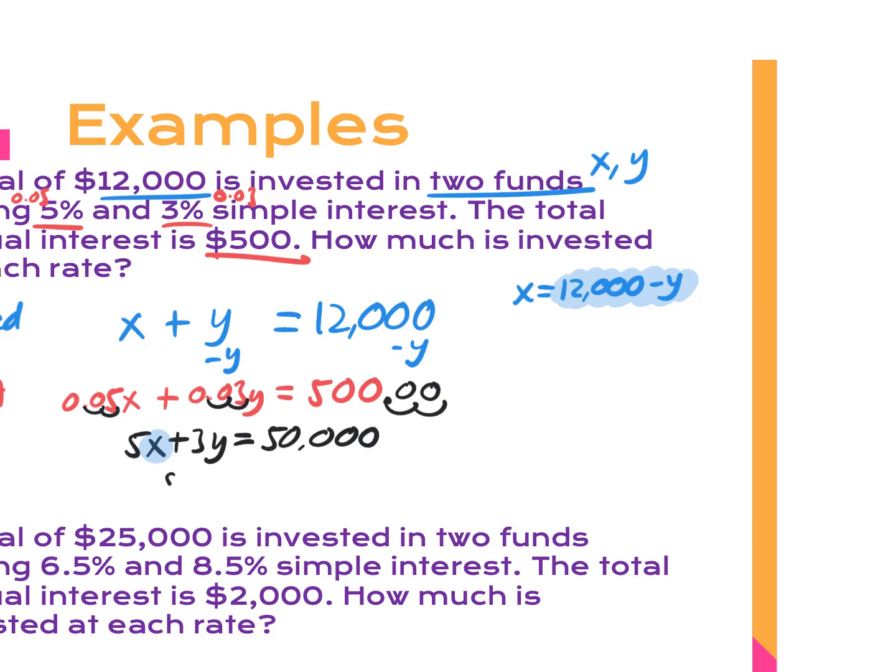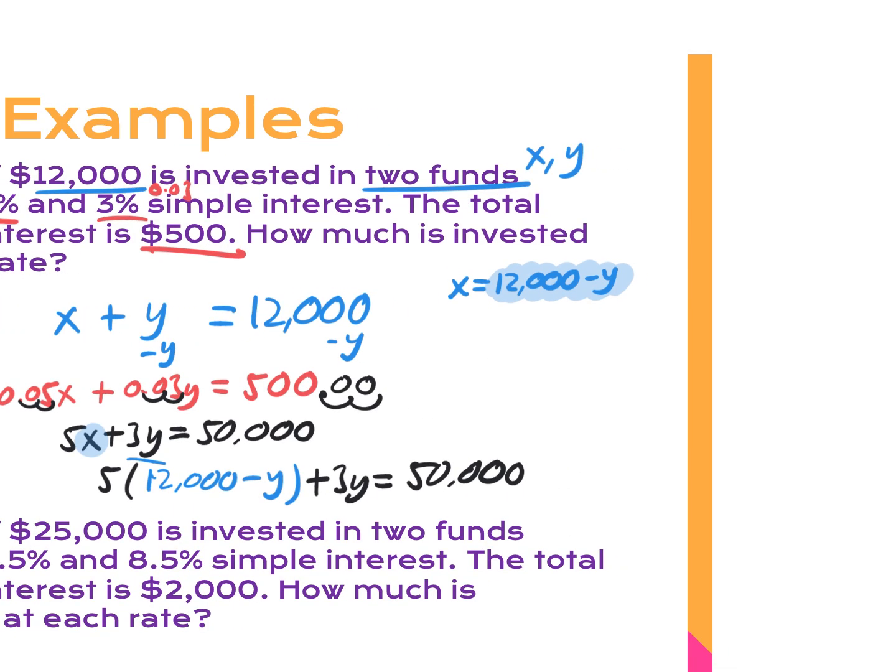All right, so this is going to get me 5 times 12,000 minus y plus 3y equals 50,000. And then I just want to simplify this, right? 5 times 12,000. Well, 5 times 12 is 60. And there's 3 zeros at the end, so this is going to get us 60,000. 5 times negative y is negative 5y. So I get 60,000 minus 5y plus 3y equals 50,000. And then combine like terms. And then get your constant to one side.